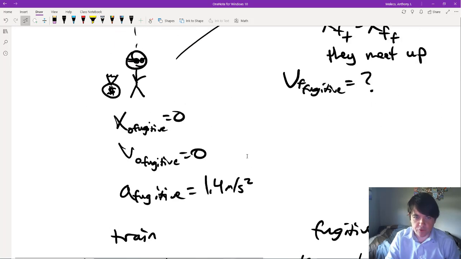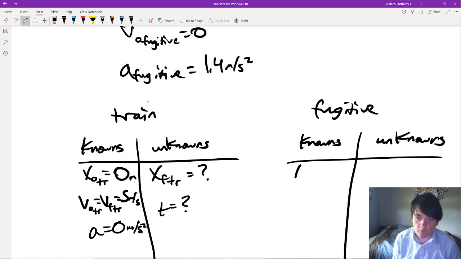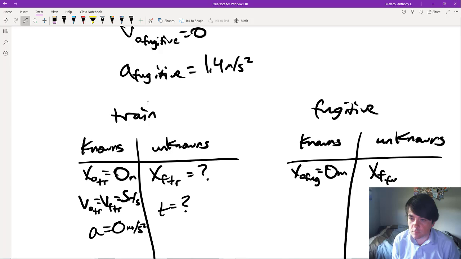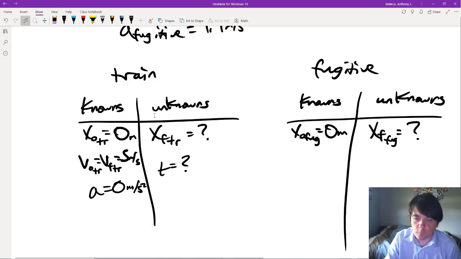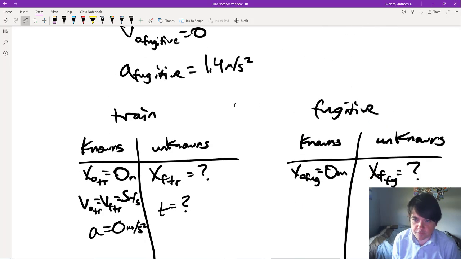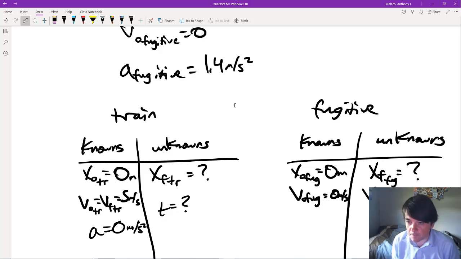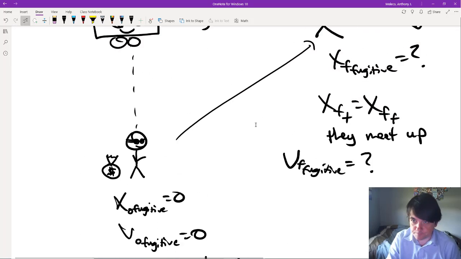So now what we're going to do is the fugitive. X initial fugitive equals 0. X final fugitive, we don't know, but we do know they'll be equal to each other. V initial fugitive is 0. V final fugitive, we don't know. We know the A of the fugitive is 1.4, and we don't know time.